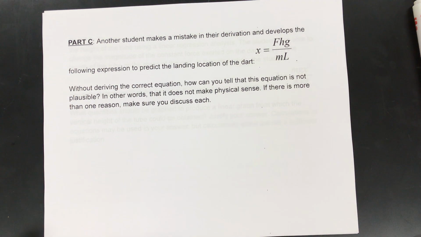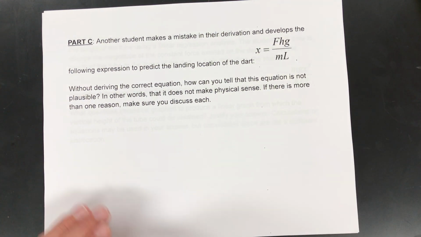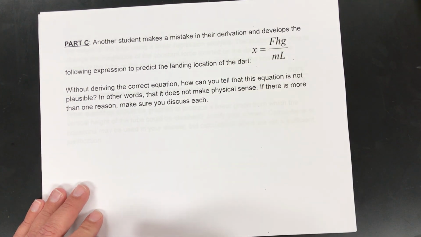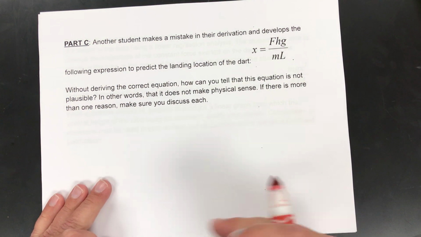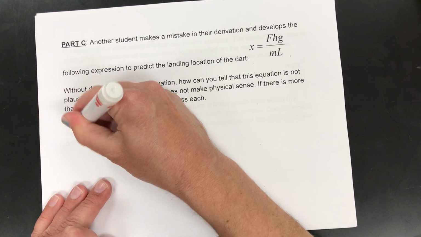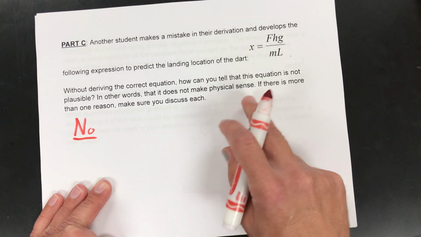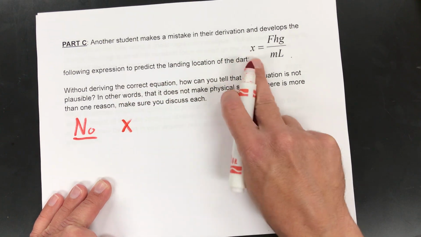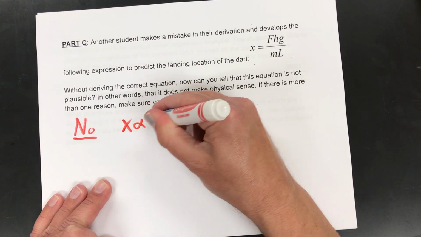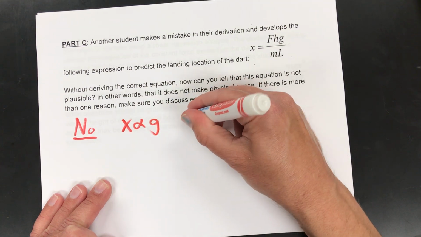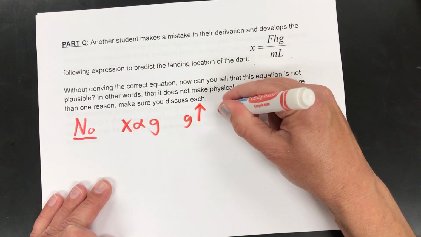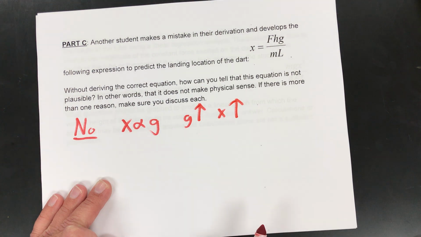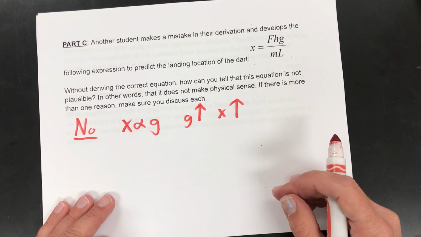Then they say another student finds this equation on the internet. Is this equation reasonable? Forget what we were just arguing about. And so no, this equation is not reasonable for two reasons. One, it says that the distance is proportional to gravity. So in other words, if you went to a planet with higher gravity, it's saying that you would go farther to the side. We know that's not true. It'd pull you down faster there.